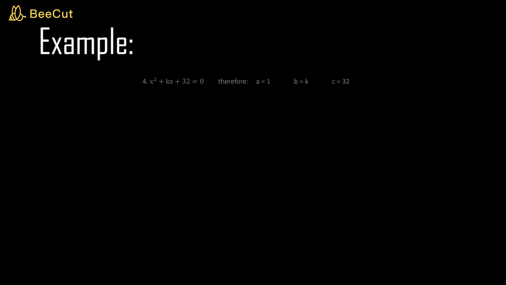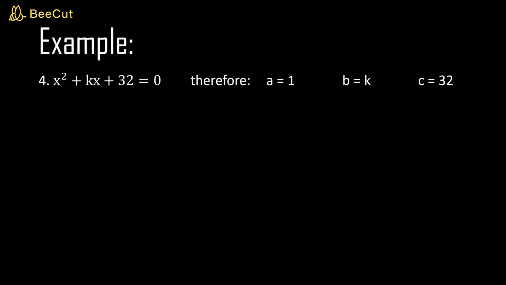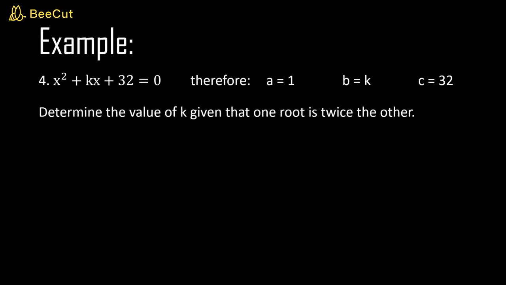For example number 4, x squared plus kx plus 32 is equal to 0. Therefore, a is equal to 1, b is equal to k, and c is equal to 32. Determine the value of k given that one root is twice the other. In this problem, we have a given condition. So we let x sub 1 be equal to r sub 1, the first root, and the second root, x sub 2, is equal to 2r sub 1, because based on the problem, one root is twice the other.